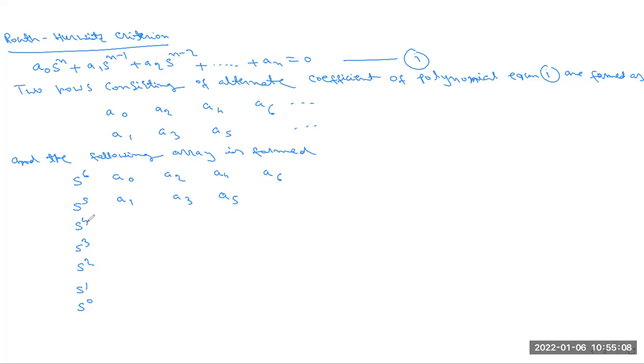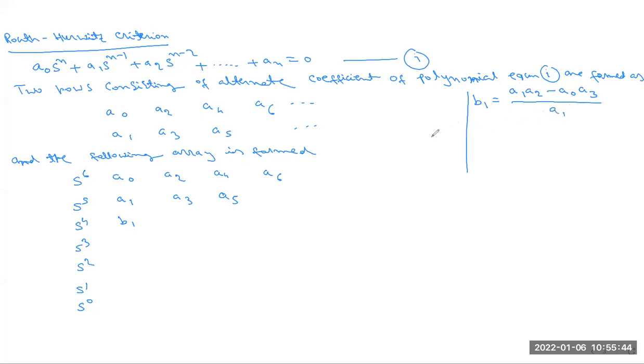From the given equation, we first put the highest power of s, that is S6, which is the even position. S5 is the odd position. Then this is B1. How is it calculated? Here you can see, B1 equals A1 dot A2 minus A0 dot A3, divided by A1.